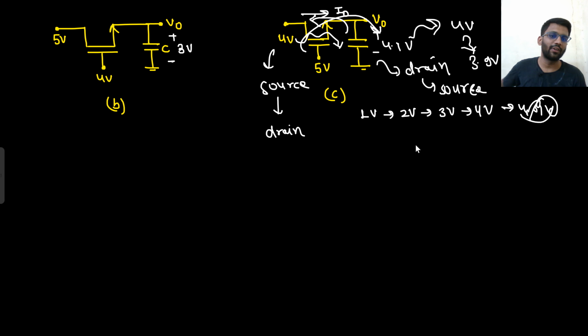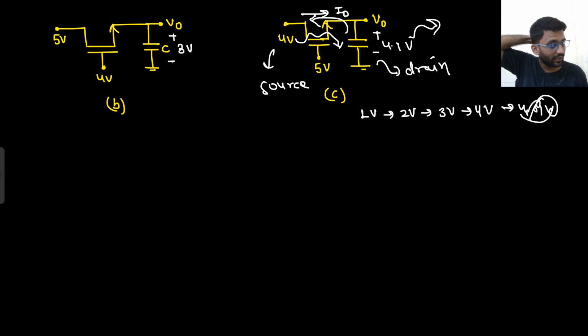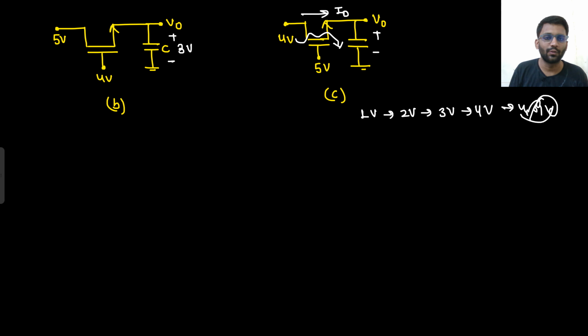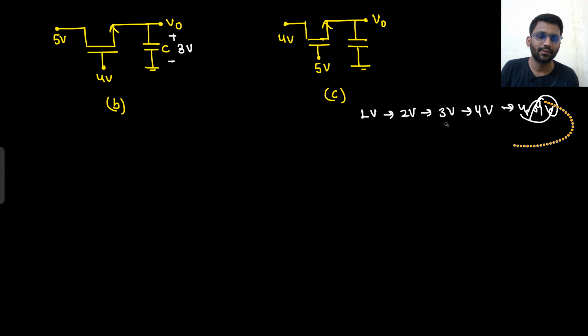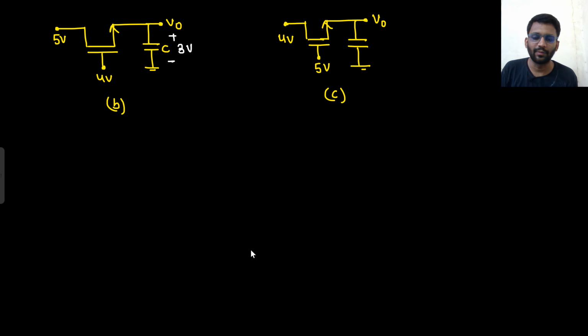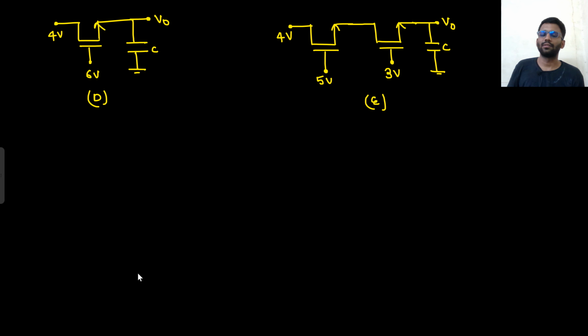So it is going to charge only till 4 volt. The source is of 4 volt only, so the maximum voltage you can get is 4 volt. That's it. So here the steady state voltage will be 4 volt. Well and good. Let's see this question.